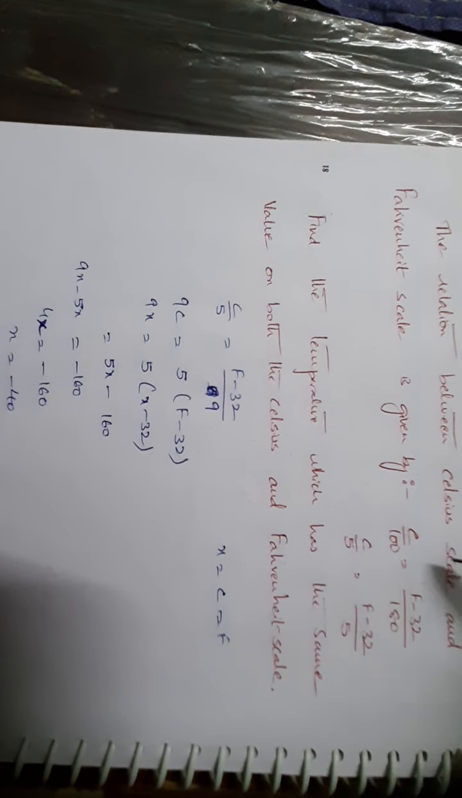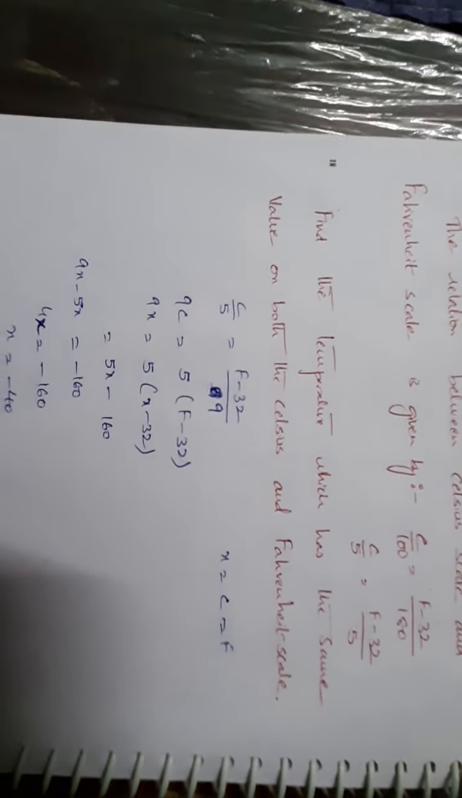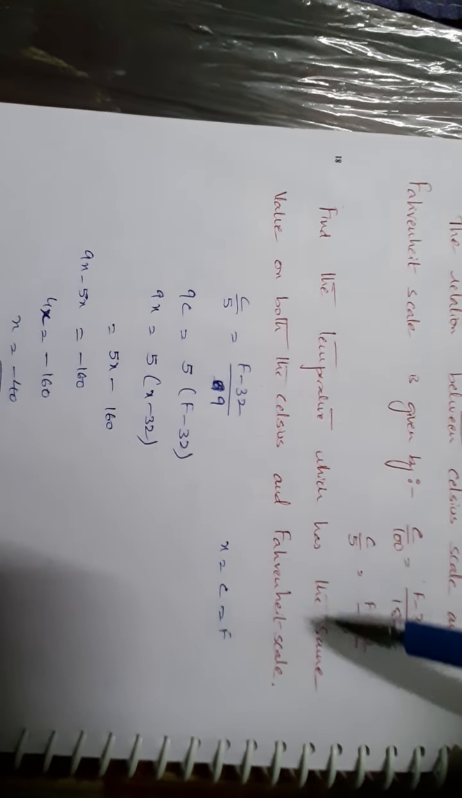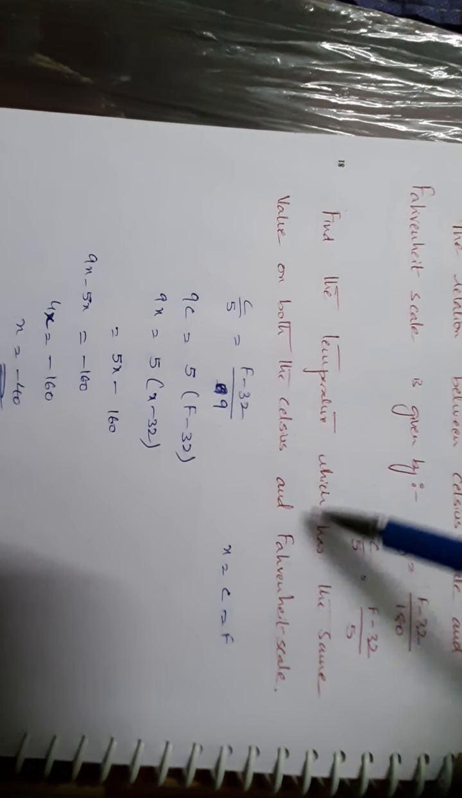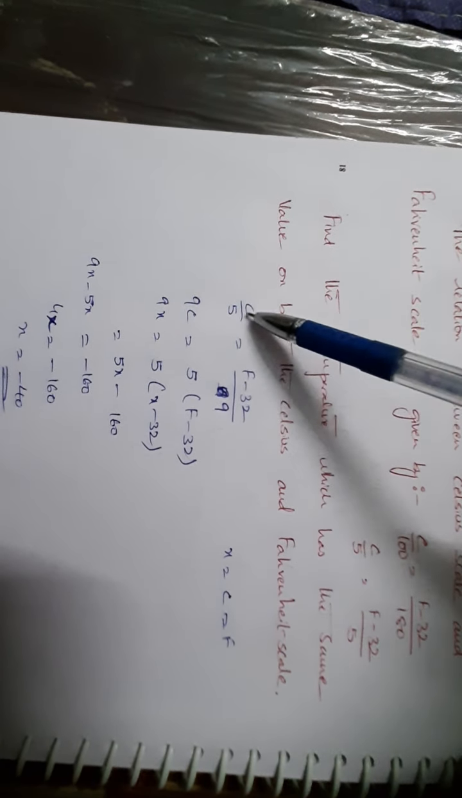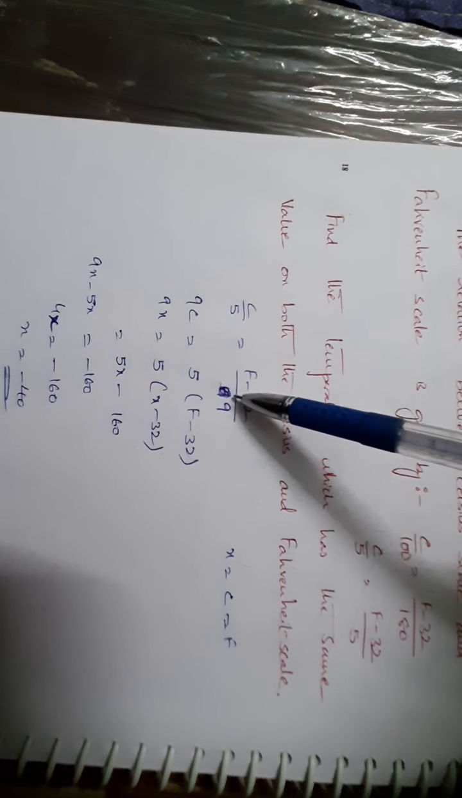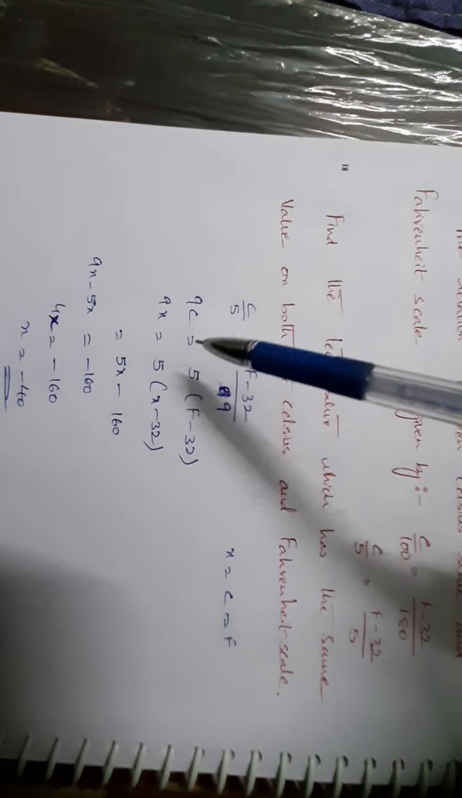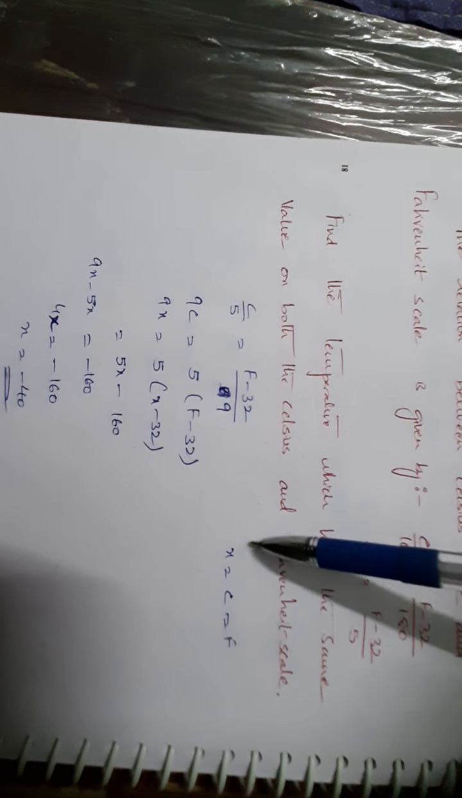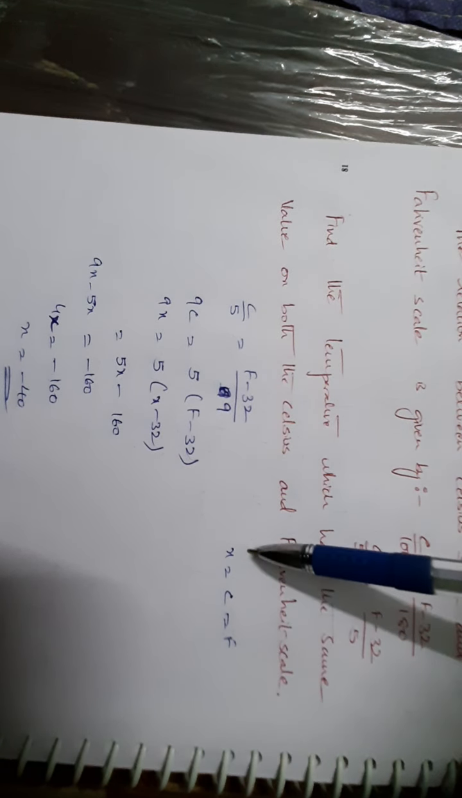At what temperature will the Celsius scale and Fahrenheit scale be equal? Find the temperature which has the same value on both the Celsius and Fahrenheit scales. So the relation is C/5 = (F - 32)/9, so 9C = 5(F - 32). Here, by replacing C and F with x, we are going to find the value of x: 9x = 5(x - 32).